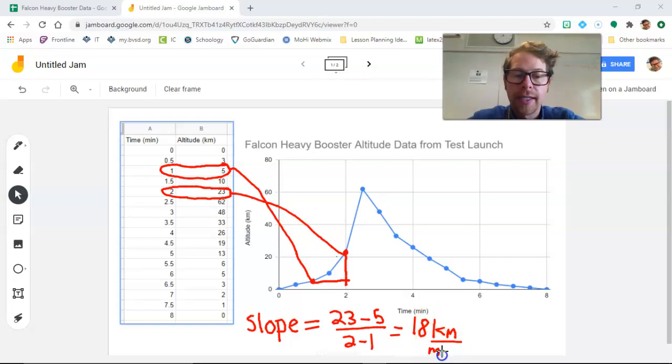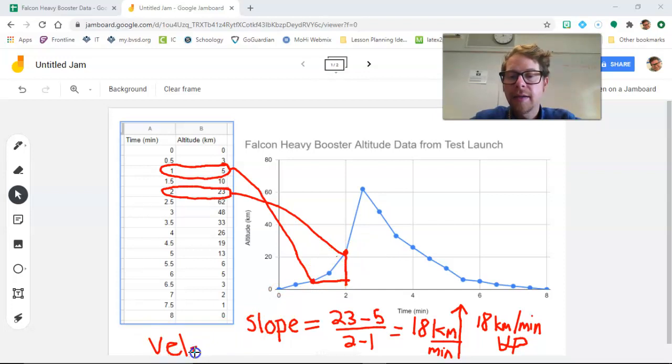And that's a rate, right? That is actually a speed, but we happen to know that it was going up. So we could write it as a vector with an upwards arrow, or we could say 18 kilometers a minute up, right? Let's use the slope to figure out what is the velocity in that segment of the trip. And we can do that with any set of points that we want to.